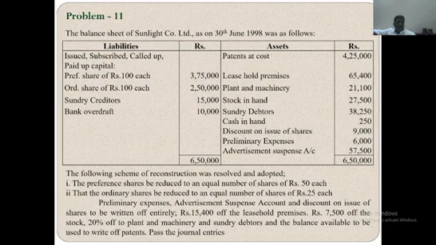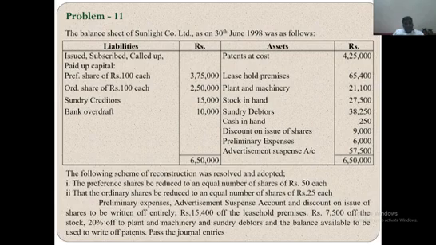Then issued, subscribed, called up, paid up capital. Preference shares at the rate of rupees 100 is 3,75,000. Ordinary shares at the rate of rupees 100 is 2,50,000. Sundry creditors 15,000. Bank overdraft 10,000. Total 6,50,000 assets, 6,50,000 liability. This is the financial position of the Sunlight Company as on the date of 30th June 1998.